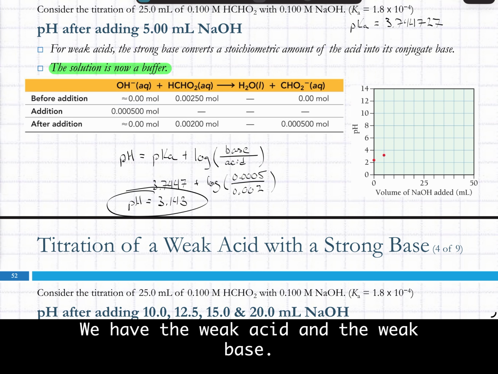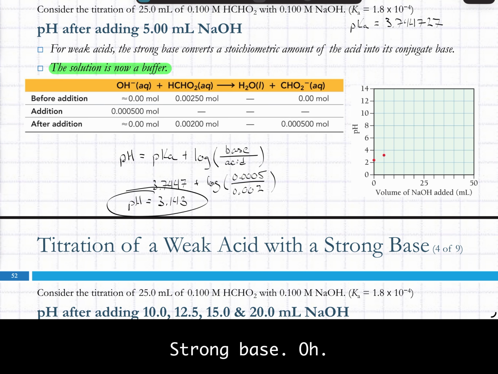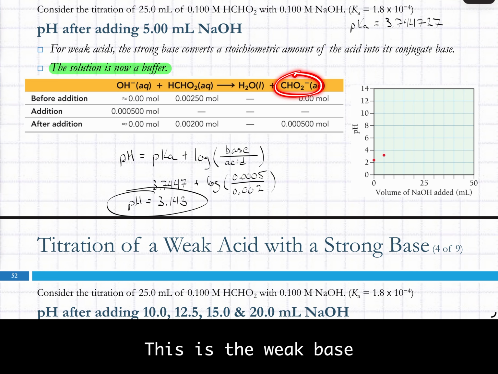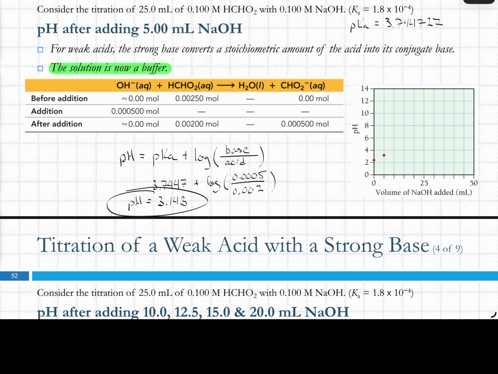Yeah, where we have the weak acid and the weak base. So you keep saying weak base, but all these slides are labeled strong base. Oh, this is the weak base. Okay. So the weak acid and its conjugate, weak base.